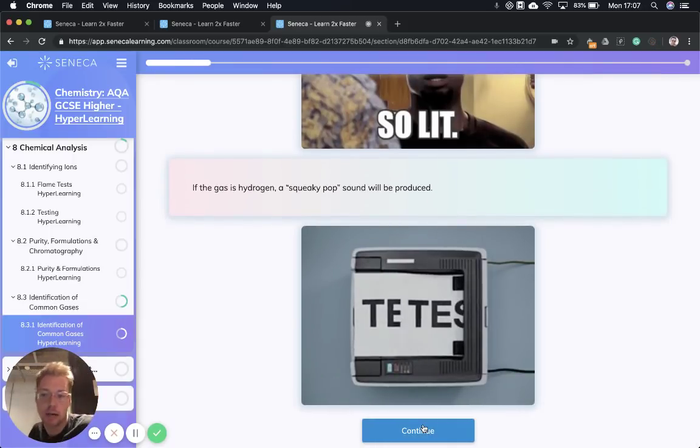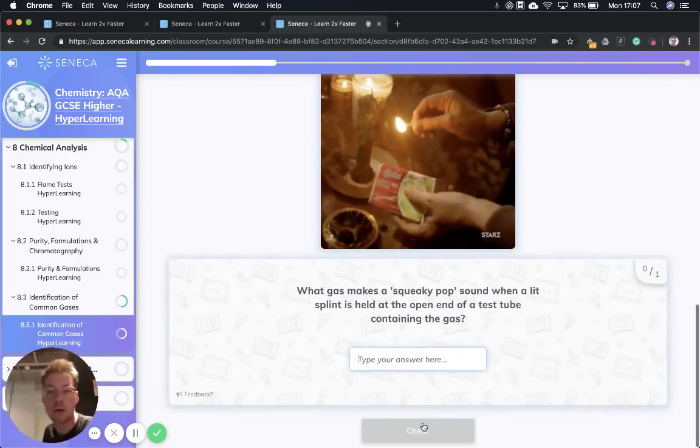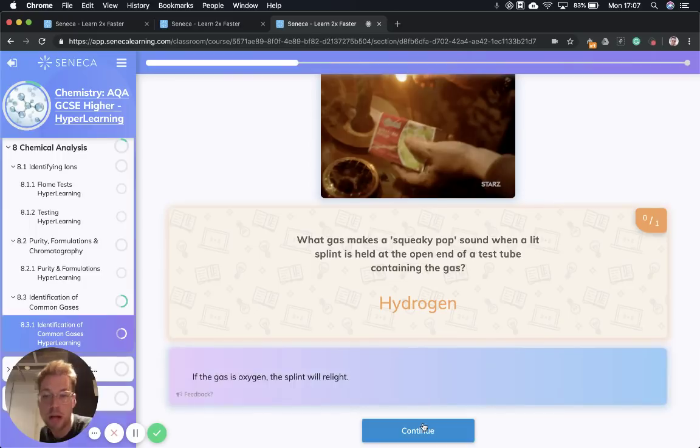It doesn't sound like that, but you get what I mean. Next, testing for oxygen. The presence of oxygen gas can be tested by inserting a glowing splint into a test tube containing a gas. And what happens if we do that? Well, if the gas is oxygen, the splint will relight.